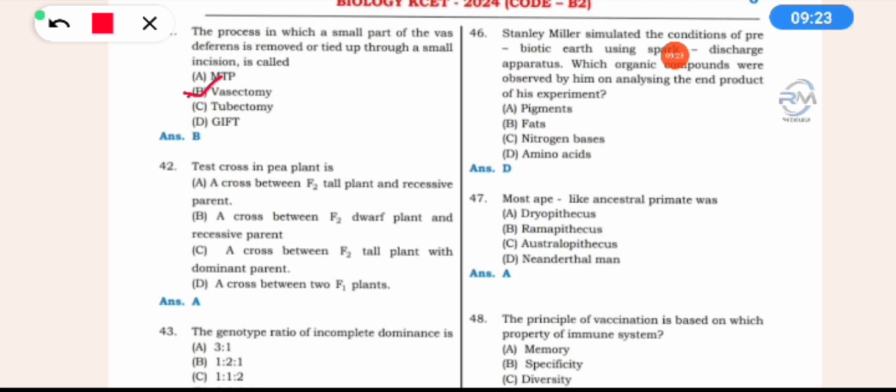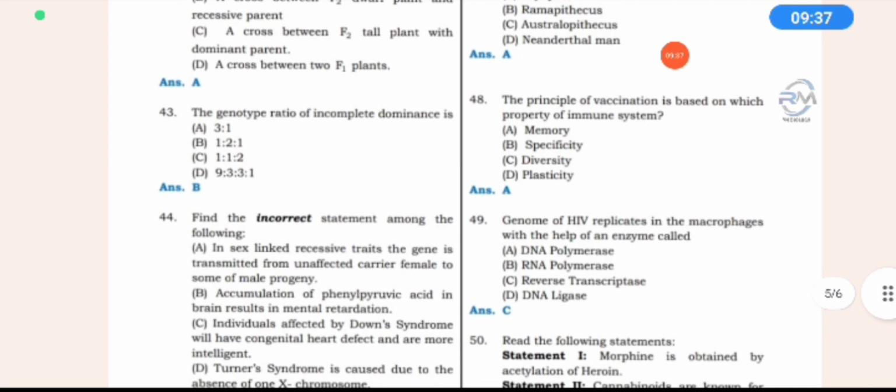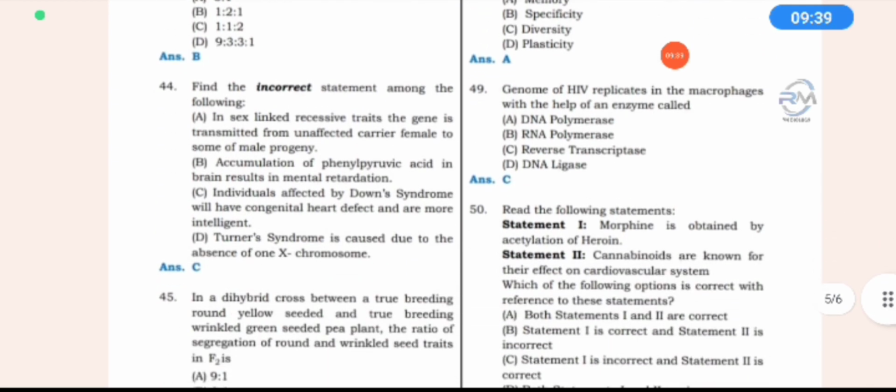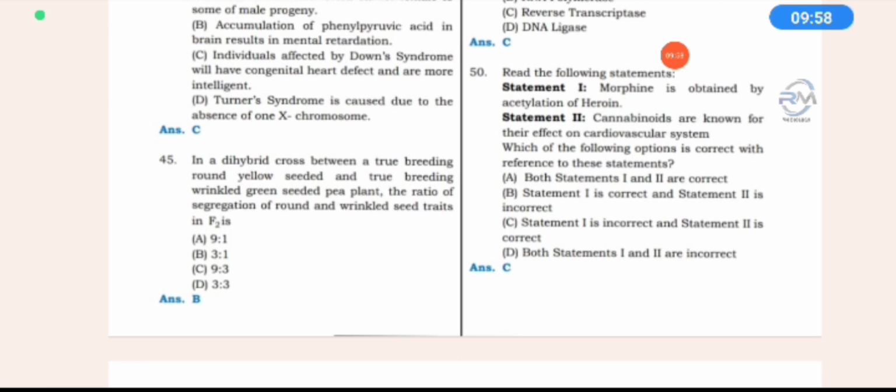Test cross in pea plant is a cross between F2 tall plant and recessive parent. The genotype ratio of incomplete dominant is 1:2:1. Option B. Find the incorrect statement among the following. Incorrect statement is individual affected by Down syndrome will have congenital heart defect and are more intelligent. It is incorrect. In a dihybrid cross between a true breeding round yellow seeded and true breeding wrinkled green seeded pea plant, the ratio of segregation of round and wrinkled seed trait in F2 generation is 3:1.